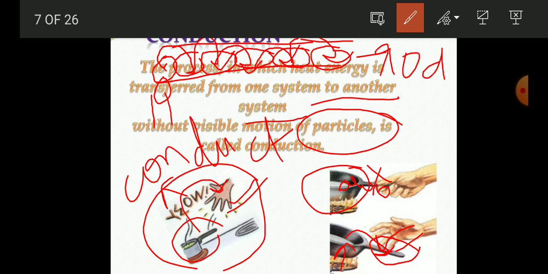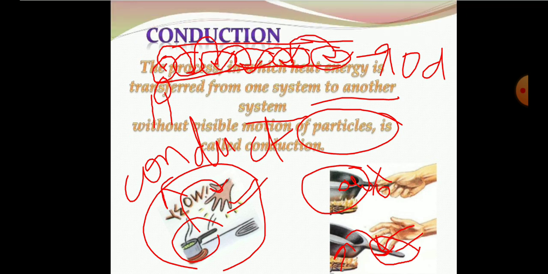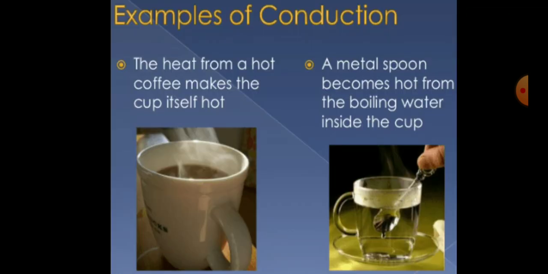Now I think this concept is clear to you, what conduction is. It is a mode of transfer of heat in which no visible movement of particles takes place. You can't see the particles in motion. Now let us see the examples of conduction.